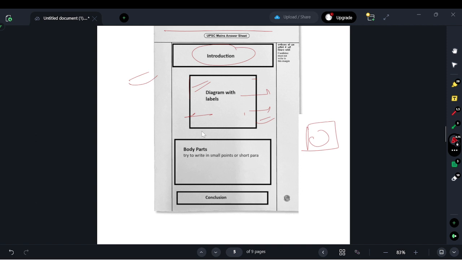Now after that, try to write the body parts. In the case of the body, which is the main part of the answer, people can use a big paragraph, but I don't prefer that. I prefer writing in small points, or I will use very short paras. It should not be 6-7 line paras. It will make no sense, right?